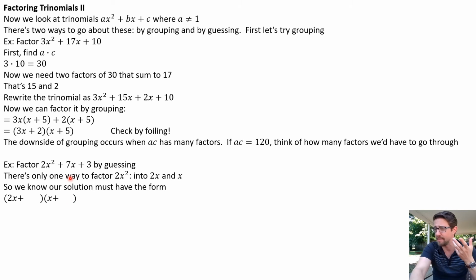And you just have to think, how can I make this 7, right? If I put the 1 here, I have a 2 and a 1 and a 3, and that's only 5. But if I put the 3 there, then I have a 2 and a 3, which makes 6. And then I have another 1, so that makes 7. Okay, so the 3 has to go here.